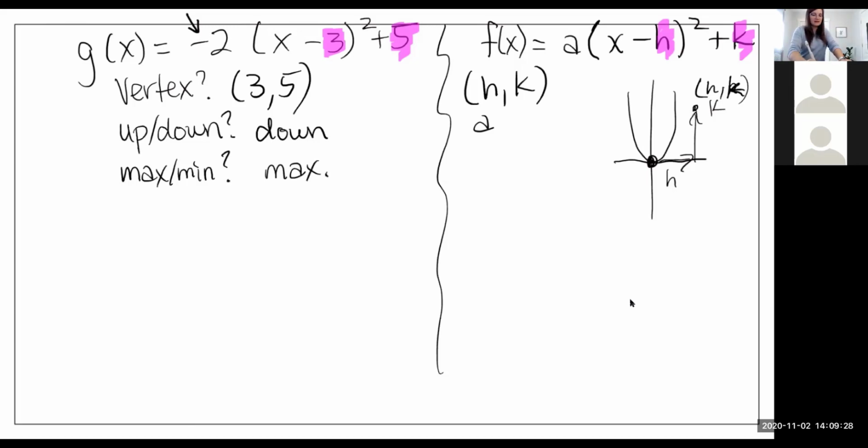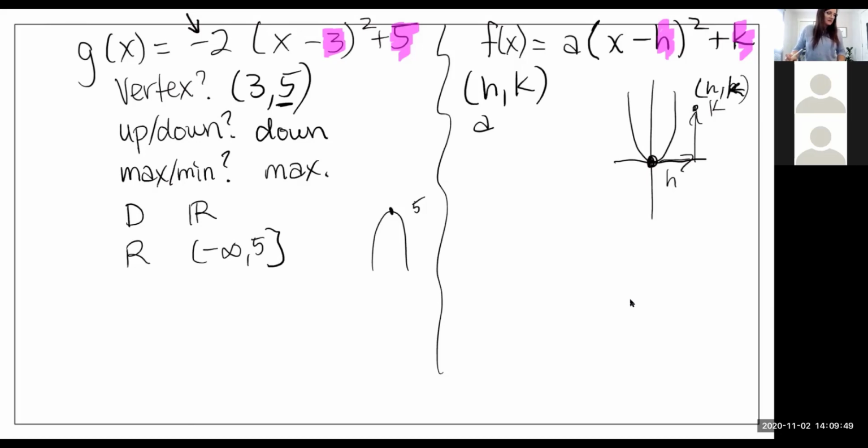And that means that 5 is the maximum height that it could be at, which then helps you with your domain, which is all real numbers. Your range means that because it's facing down and it reaches up to 5, it's going to be negative infinity to 5.